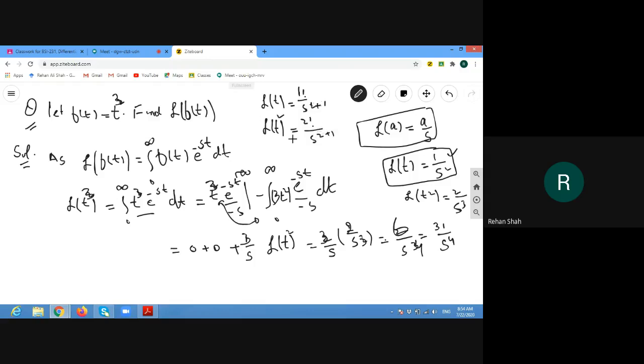Is it clear? Laplace of t cube is what? 3 factorial divided by what? s power 4. Yes, s power 4 means 3 plus 1.